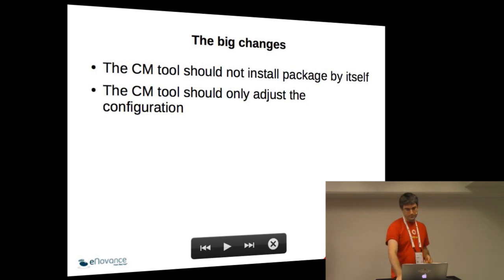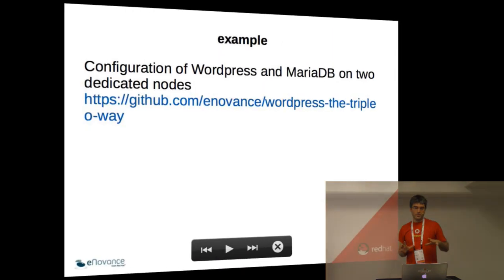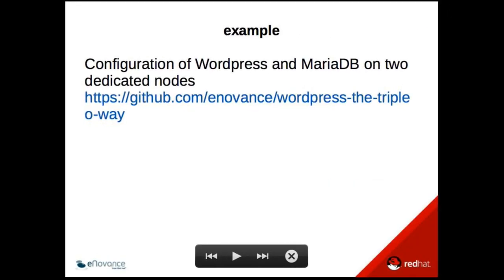Okay. An example. The idea is that with this example, you can run a WordPress on MariaDB. Because of the time of the talk, the duration of the talk, I just reduced the complexity of the example. So there is just the WordPress configuration. You can get the full working sample on this URL.